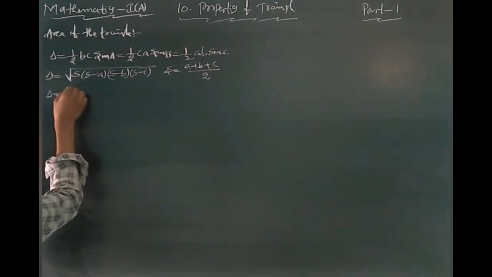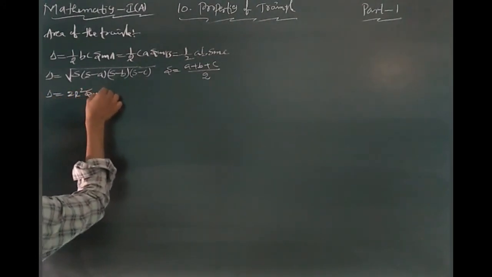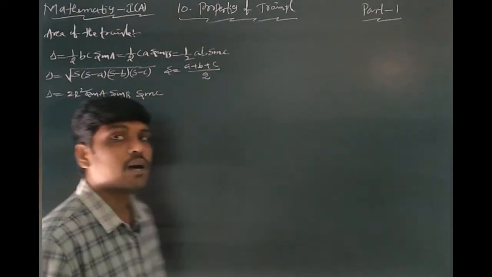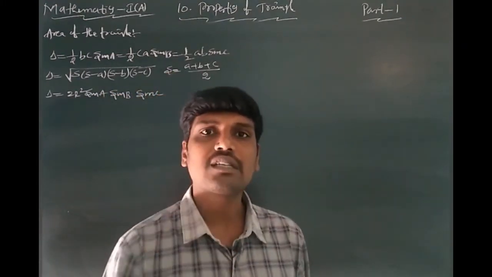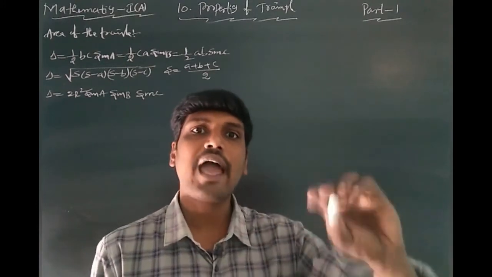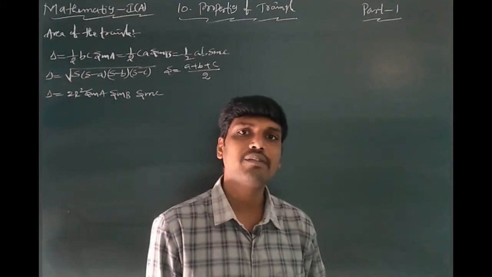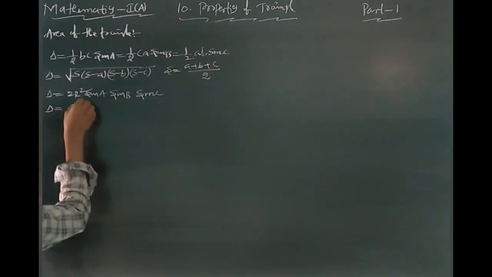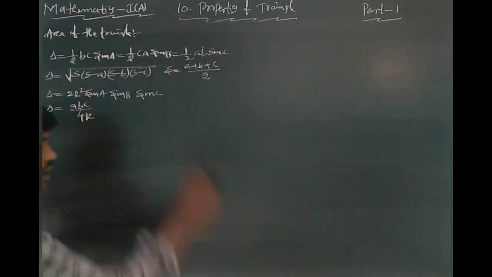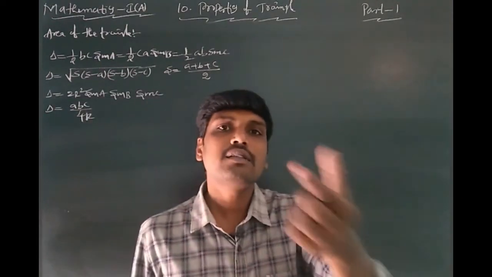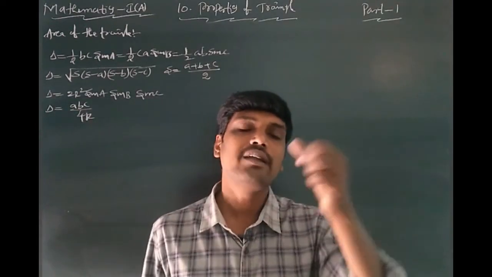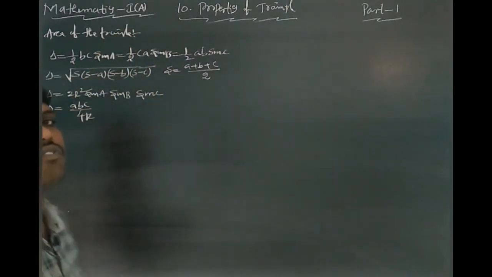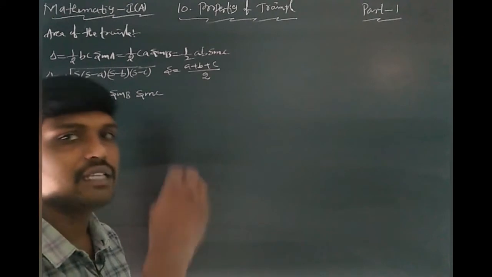Similarly, delta is equal to 2R square sin A sin B sin C. We can use this formula when the circumradius R is given and the angles of the triangle are given. Next, delta is equal to abc by 4R. You can use this formula when the lengths of the sides and the circumradius are given. These four are the different formulas for the area of the triangle in this chapter.